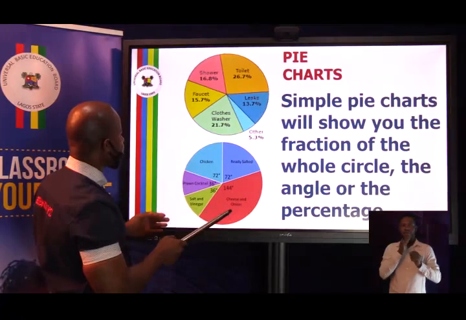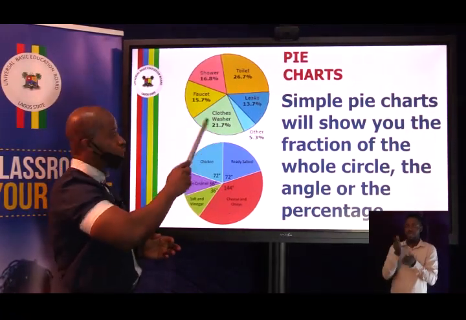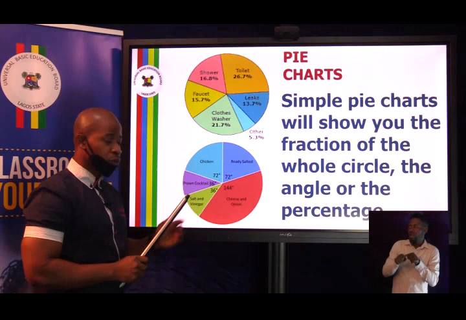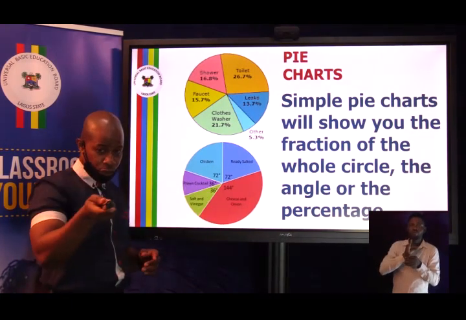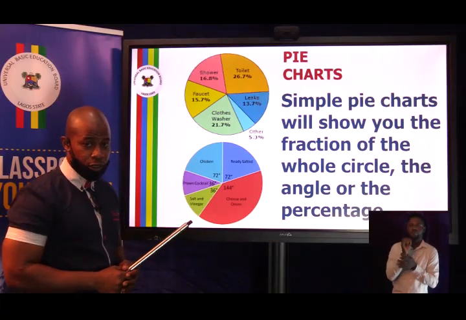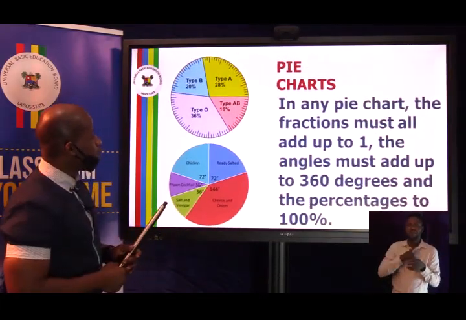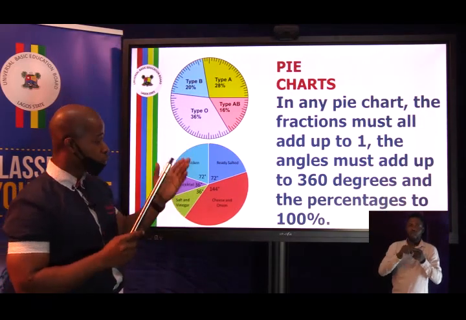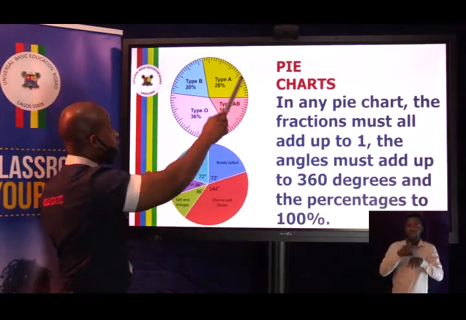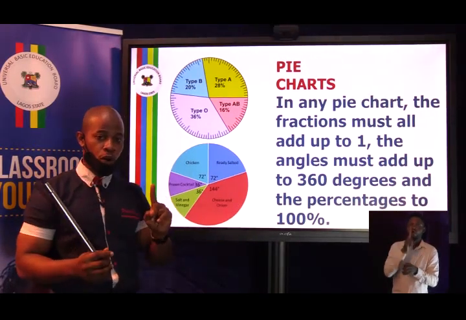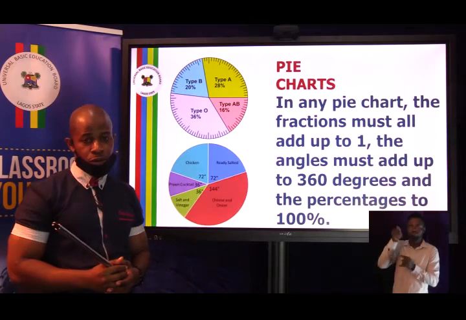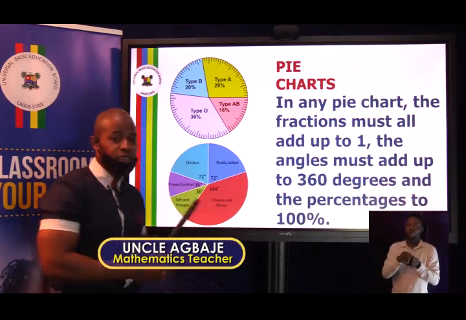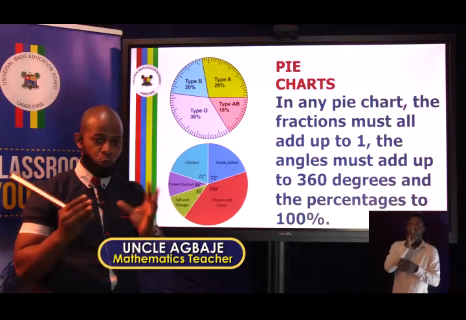Sometimes it can be given as a percentage like this one, in which case the whole circle is 100%. Sometimes it can be given as an angle like this one. And you remember that the total angle in a circle is 360 degrees. Now, in any pie chart, if the pie chart is given to you with respect to angles or with respect to fractions, then by the time you add all the fractions together, you must get one whole because you have one whole pizza to share. If it is given to you in terms of percentage, then everything must add up to 100% because the whole in mathematics is 100%.